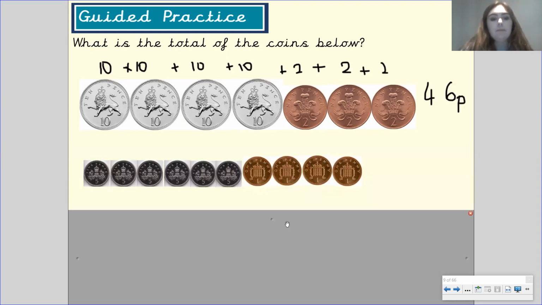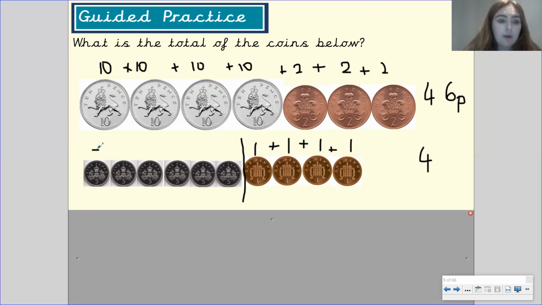Okay, the next one here. Have a go at adding together the coins here on your whiteboard. Pause the video to have a go. Okay, so let's start by adding our 1 pences together first. So we've got 1, add 1, add 1, add 1. What is 1 add 1 add 1 add 1? Well done, it is 4.